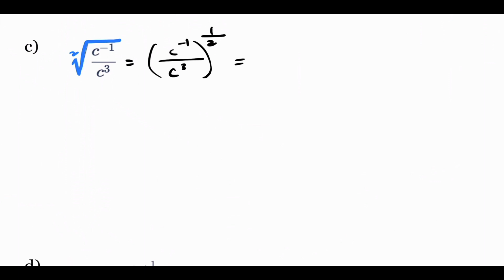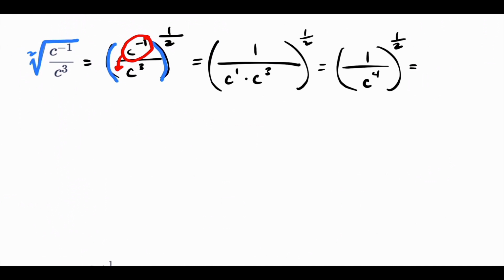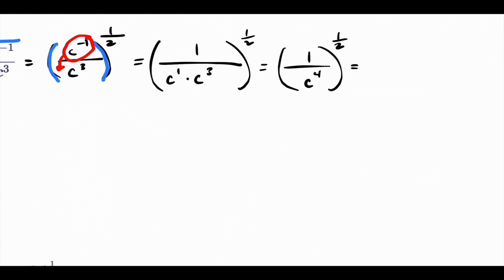Now I've got to work inside the parentheses. One guy has to move, right? This guy has to move down. So I get C to the first on bottom and C to the third on bottom. There's nothing left on top, so that means a 1 has to be there, right? The C's, what can I do with the C's? Combine them, right, by adding them.